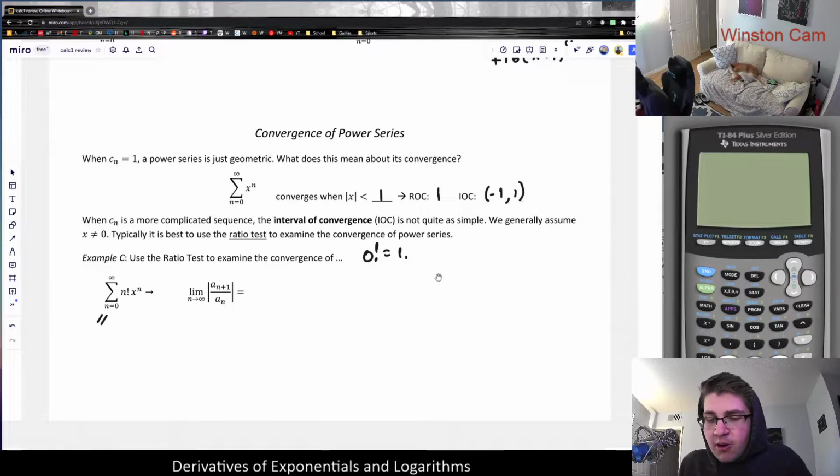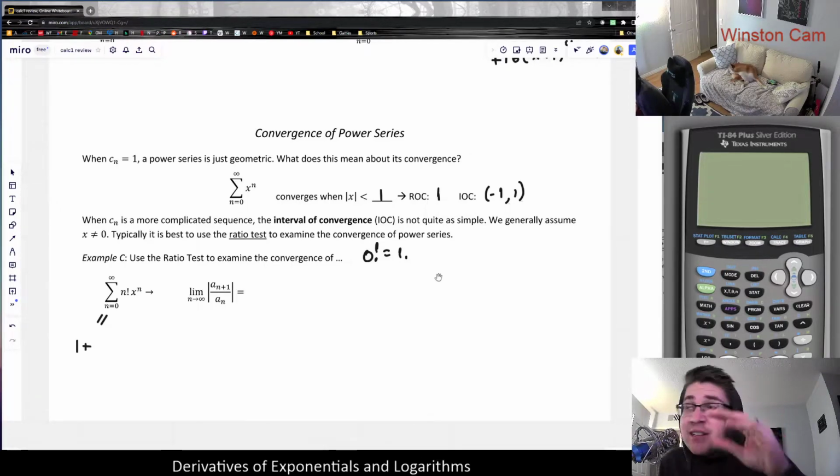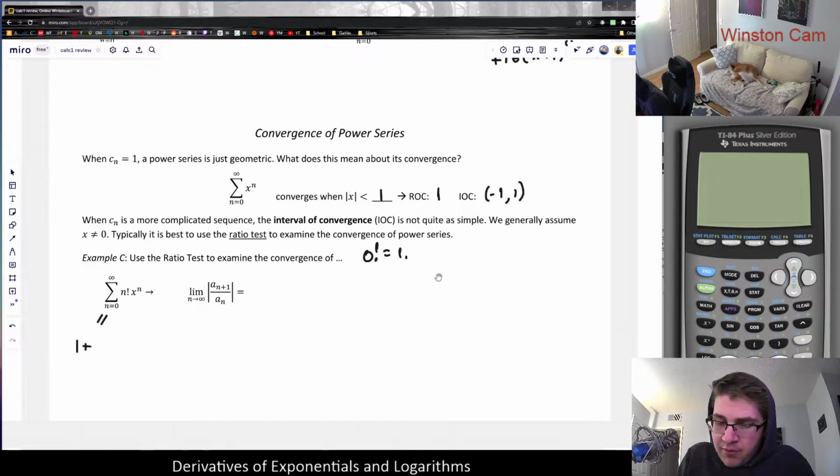So we would start with 0 factorial times x to the 0, which would just be 1 times 1. Then for the 1th term, technically the 2nd term, because with power series we typically start at n equals 0 as opposed to n equals 1, which is fine, it doesn't really matter, we would get 1 factorial x to the 1. And again, 1 factorial is 1, and x to the first power is just x.